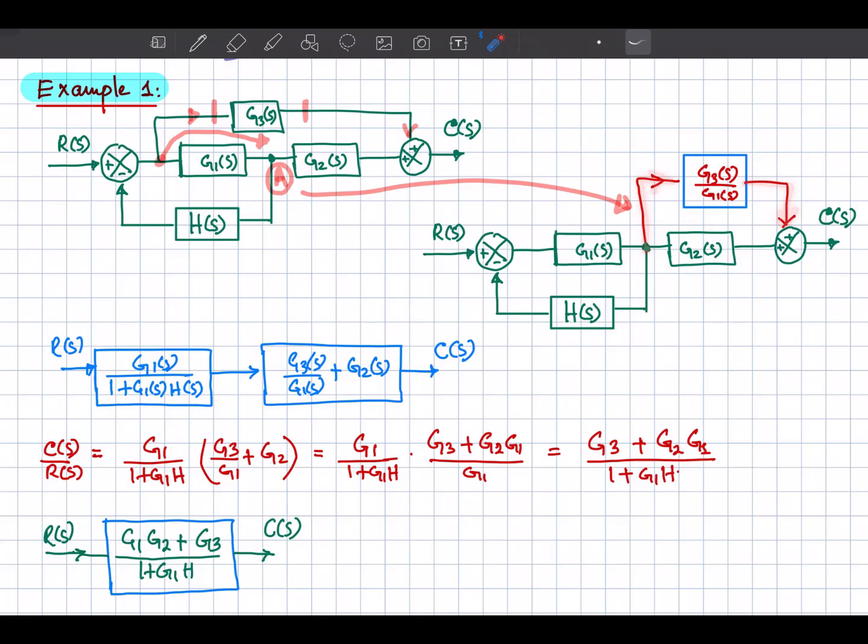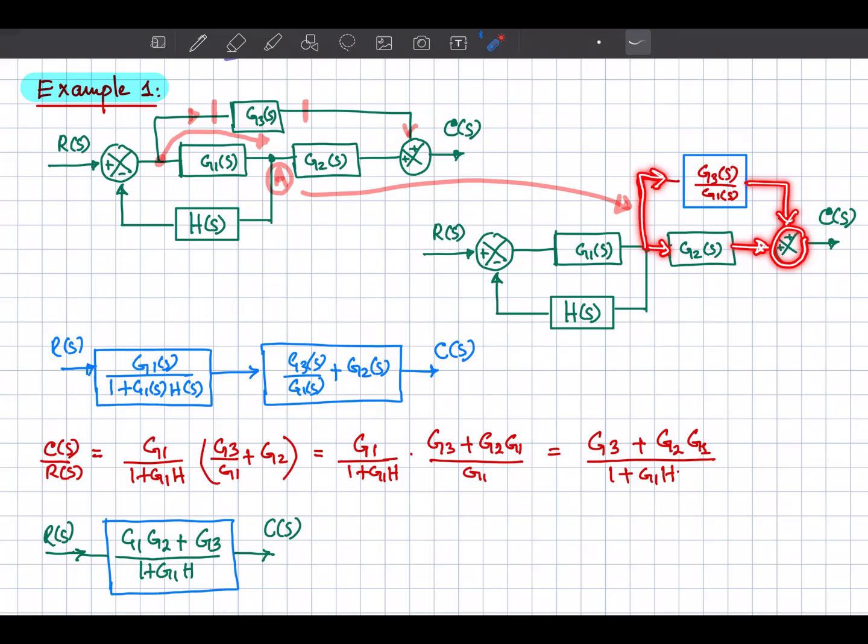Now you can see that these two branches are in parallel. The signal is going over here, and from here it is going to the summing point, and this signal is going to the summing point. So these two signals are entering into this summing node. So these two branches are in parallel.